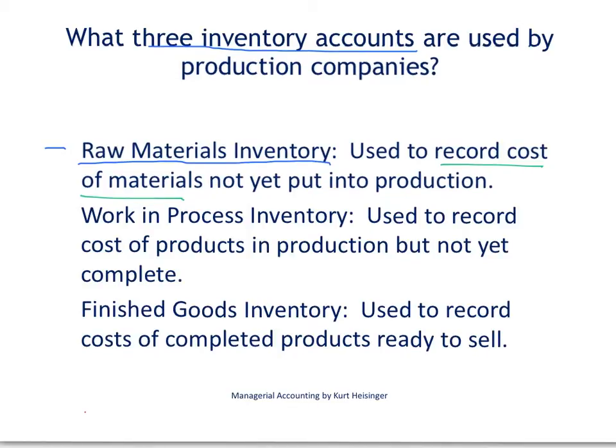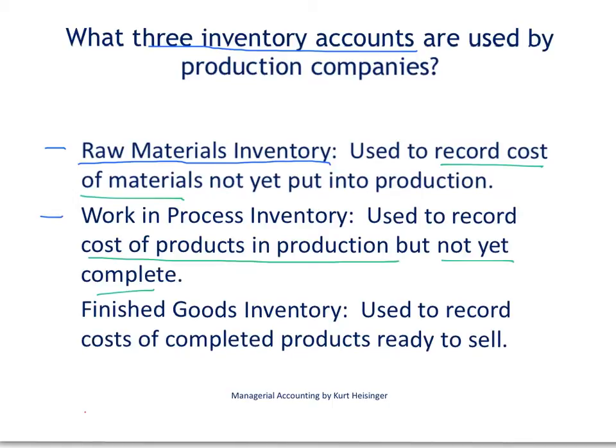The second account is work in process inventory. Work in process inventory is used to record the cost of products that are in production but are not yet complete. Recall from a previous video that product costs include direct materials, direct labor, and manufacturing overhead. All of those costs usually go into work in process inventory while we are producing the product. But remember, the product's not yet complete, so we record those costs in work in process inventory until the products are completed.